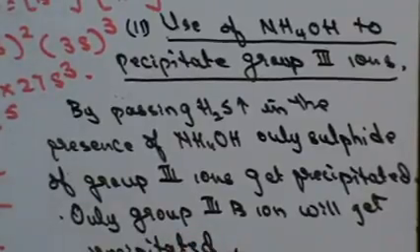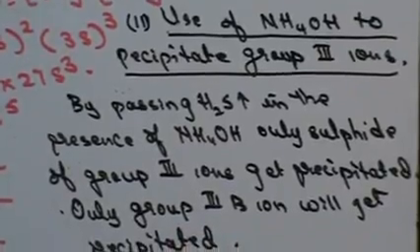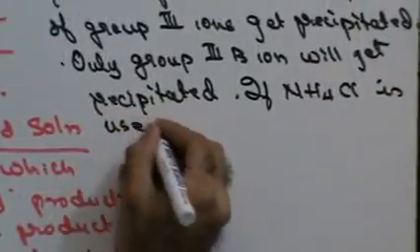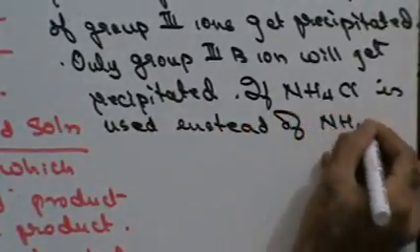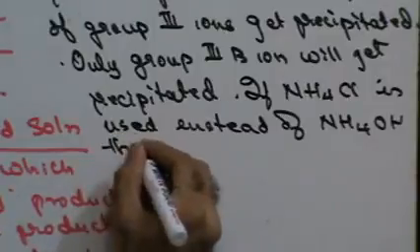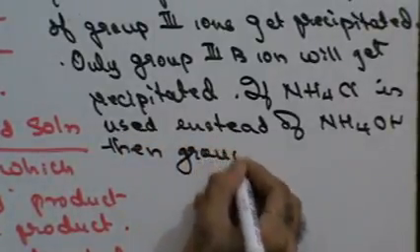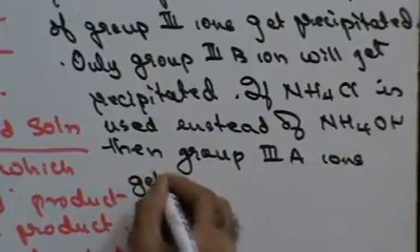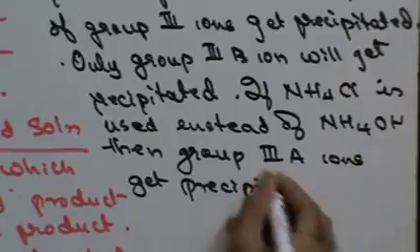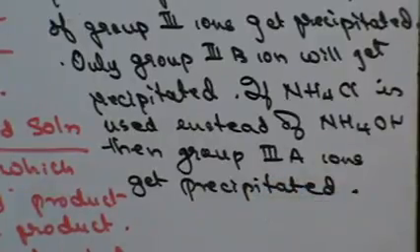Suppose I want group 3a ions, then I should use ammonium chloride instead of ammonium hydroxide. If ammonium chloride is used instead of ammonium hydroxide, then group 3a ions get precipitated. So that's your application of solubility product.